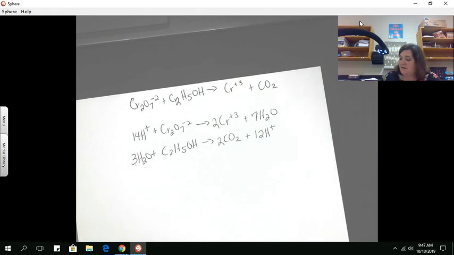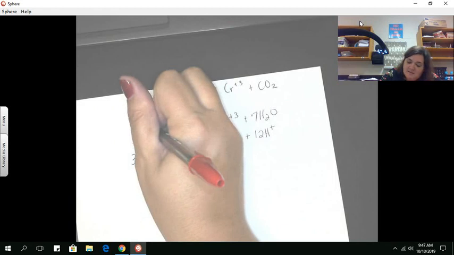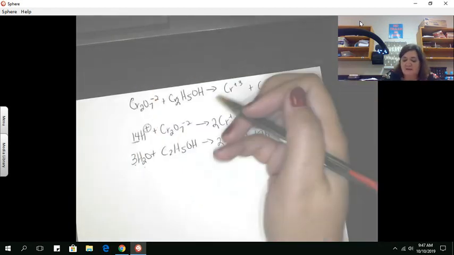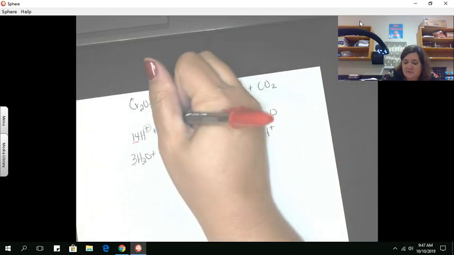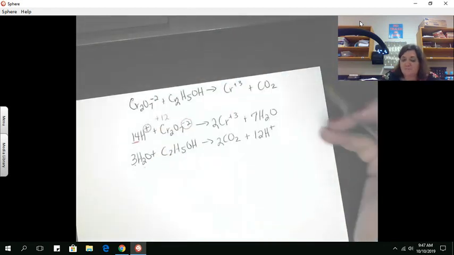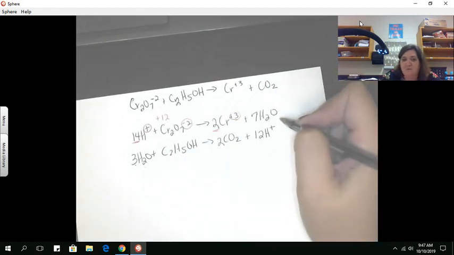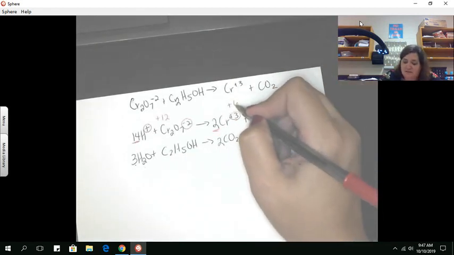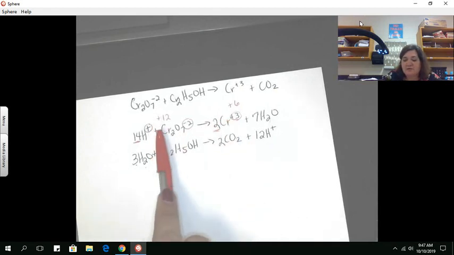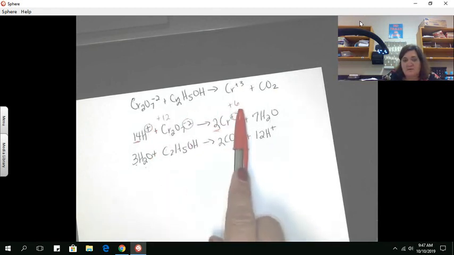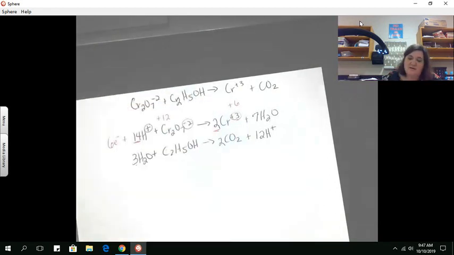Then we balance our electrons. So we balance our charge by adding electrons. We have 14 positives and 1 negative. That makes a plus 12 on the left. Then we have 2 positive 3s, and of course the water has no charge, so that's a plus 6. So to balance our electrons, we need to add enough to make the more positive side equal to the other side. So we would need 6 electrons since they are each negative.